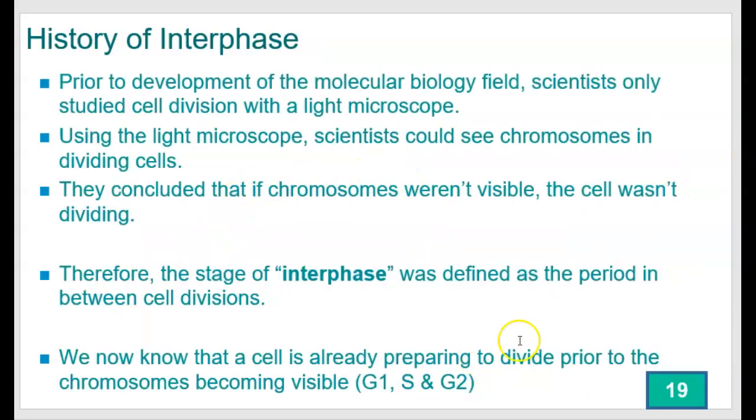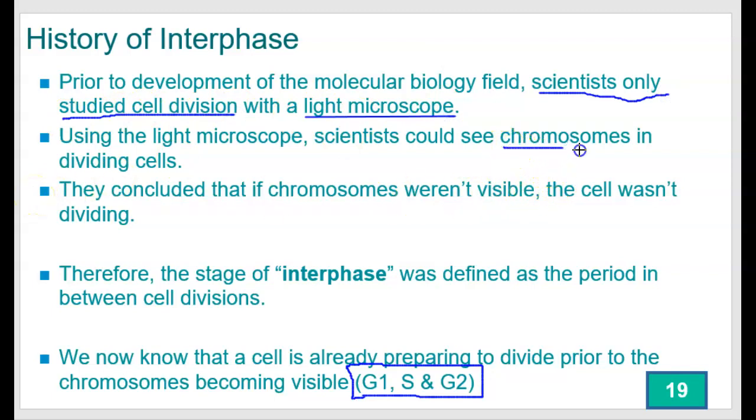Okay, so one thing I have to throw in here is that G1, S, and G2 historically weren't even known about. We didn't even know that all those things were happening. We just saw under the microscope a cell that you couldn't see the chromosomes. And so you could not tell that a cell was dividing. So scientists were really only studying cell division with a light microscope.